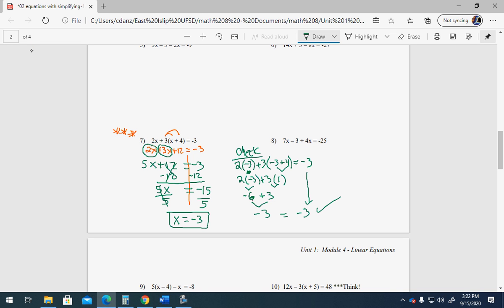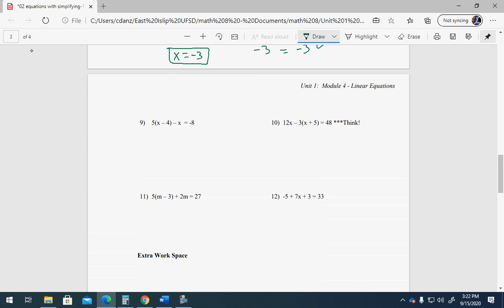I have one more question I want to do with you, number 10. It says think here, and it's because we have to be careful of distributing this negative 3. The 12x, I'm not going to worry about. I am going to distribute the negative 3. Negative 3 times x is negative 3x. Negative 3 times 5 is negative 15. And that equals 48. Next, I have to combine like terms. So 12x and negative 3x is 9x. Bring down the minus 15 equals 48.